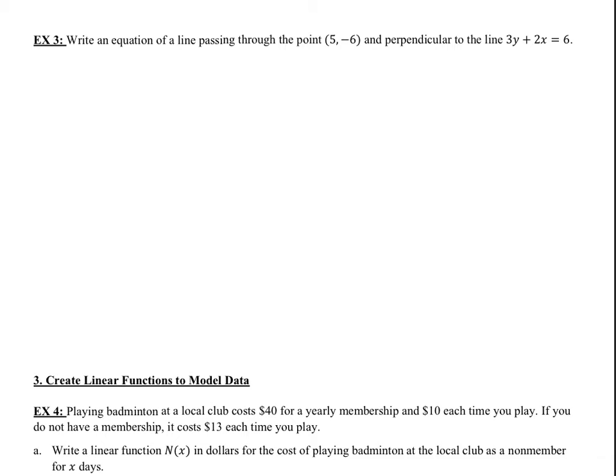So write an equation of the line. The equation that always comes to mind for me that's easiest to use whenever I see the phrase write an equation of a line is the point slope formula. So I'm going to use y minus y1 equals m times x minus x sub 1. What do I need to fill this out? I need the slope and a point.